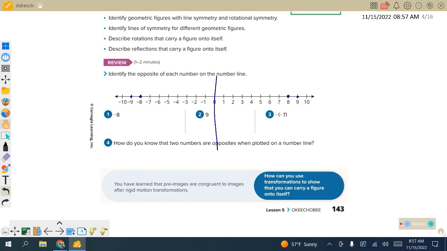Yeah. That line of reflection that we had talked about a week ago, it's the same distance from the line of reflection. We said it's equal distance, right? So how do we know the two numbers on the line? They are the same distance from zero. Okay?